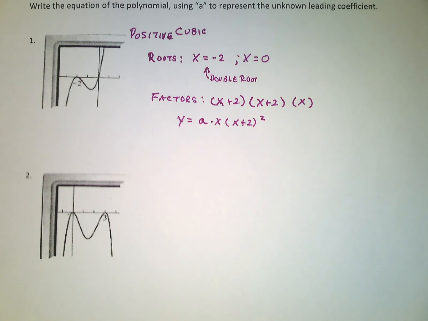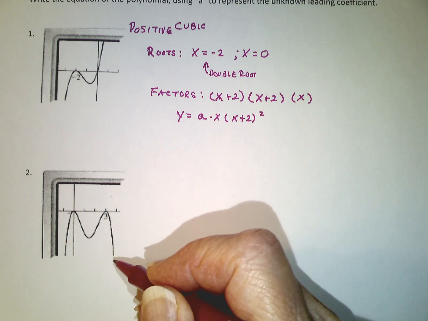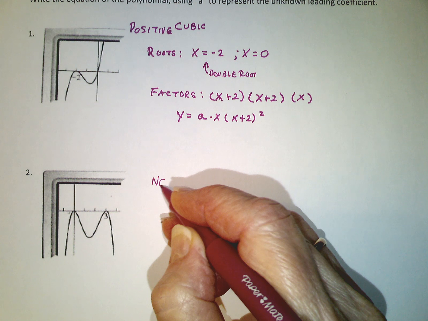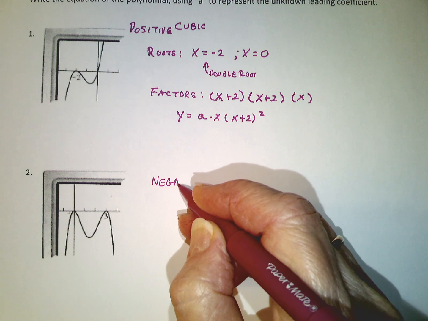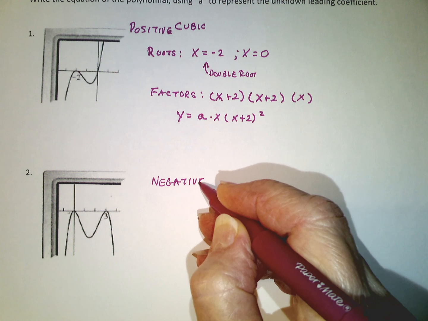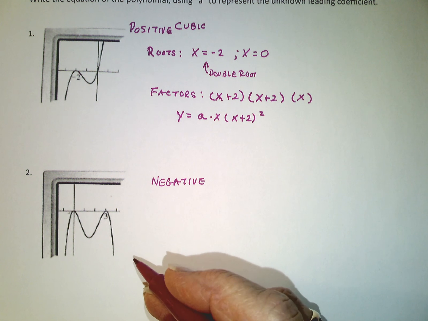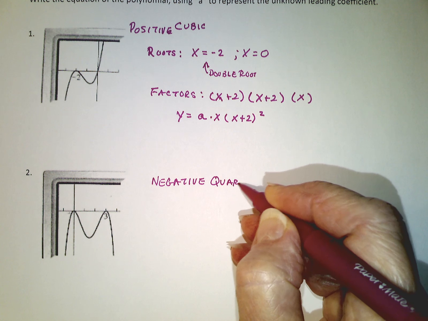For the second one, it's got the W shape, but the W is upside down. So this is probably a negative. Both ends are headed in the same negative direction. And although we don't know if this is the whole forever graph, from what's on the screen, this looks like it's a quartic.